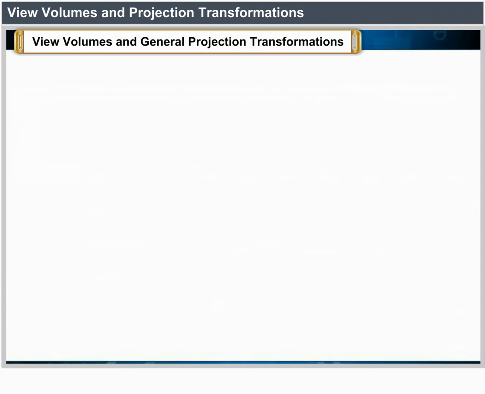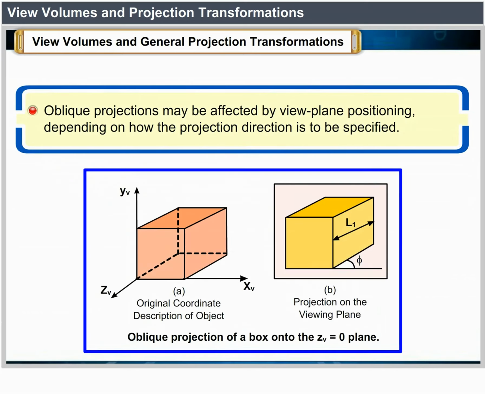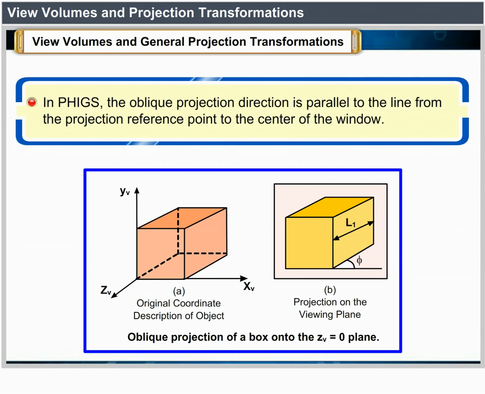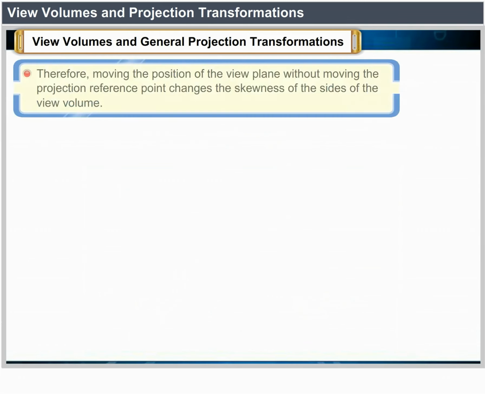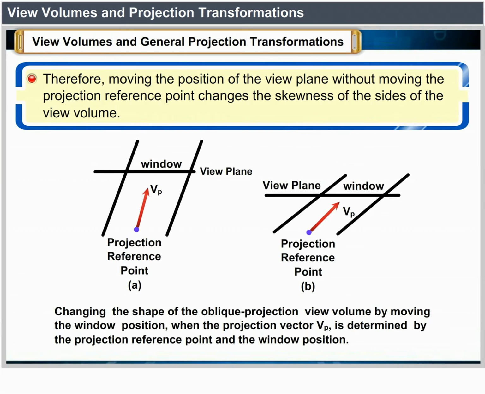Orthographic parallel projections are not affected by view plane positioning because the projection lines are perpendicular to the view plane regardless of its location. Oblique projections may be affected by view plane positioning depending on how the projection direction is to be specified. In figures, the oblique projection direction is parallel to the line from the projection reference point to the center of the window. Therefore, moving the position of the view plane without moving the projection reference point changes the skewness of the sides of the view volume as shown in this figure.